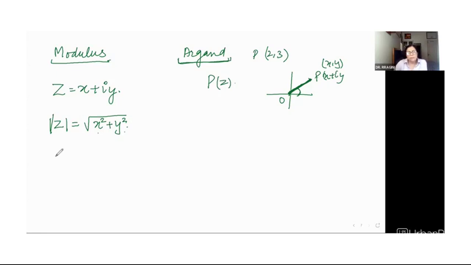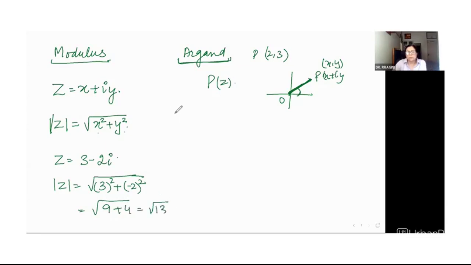So if you have z as 3 minus 2 iota, then what is the modulus of z? Modulus of z is 3 square added to negative 2 square. 3 square is 9, negative 2 square is 4. So modulus of z is square root of 13, right? This is how we find the modulus of a complex number.